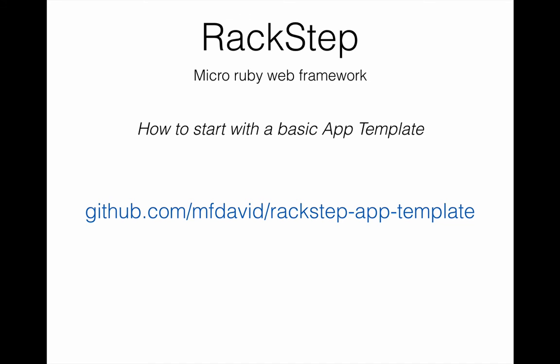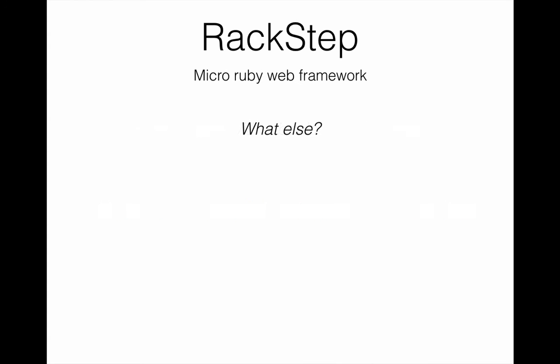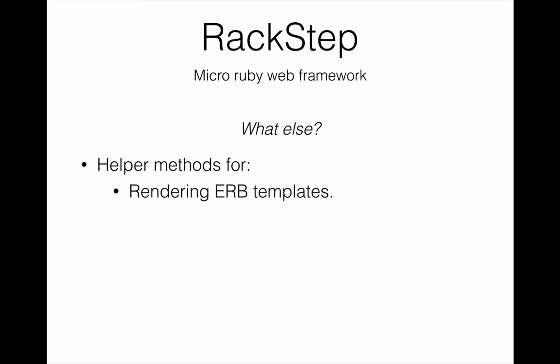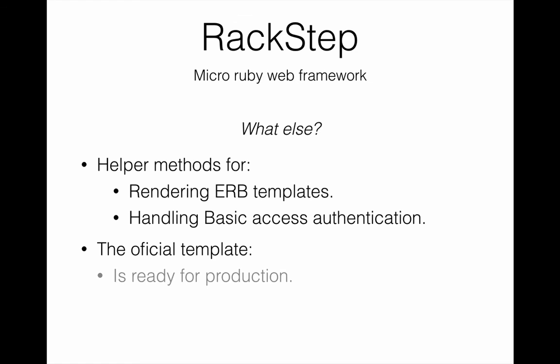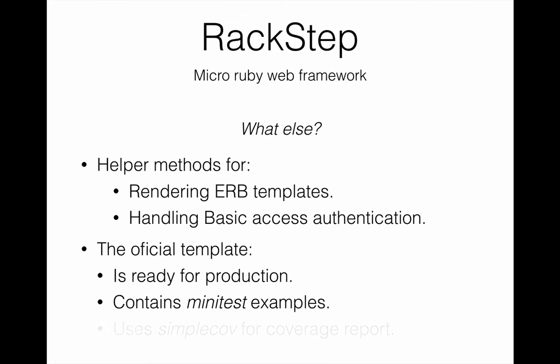Here are a few other things that RackStep can help you with. You can add modules to your controller to access some helper methods for handling ERB templates and to handle basic access authentication. The official template is ready for production. It can be deployed at Heroku and probably other providers too. It also contains examples on how to test using Minitest, and it's ready to use SimpleCov for coverage report.